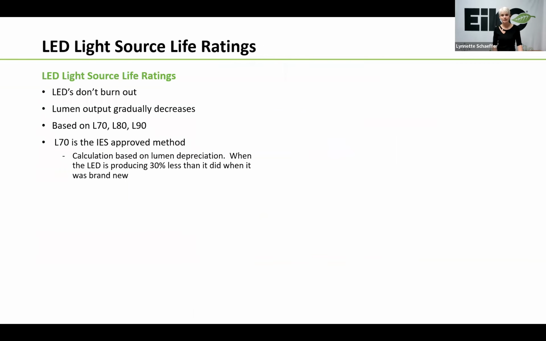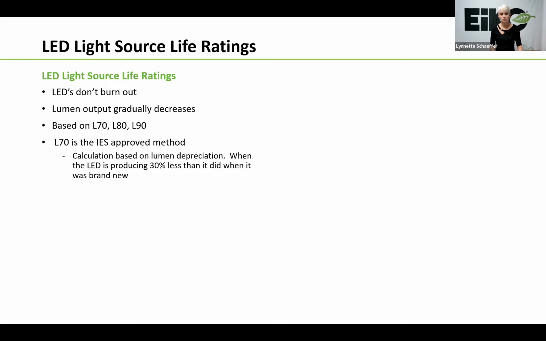So speaking of life ratings and heat and longevity, let's talk a little bit about how traditional light sources compare to LEDs from a life rating standpoint. First of all, LEDs do not fail or burn. I shouldn't say that. Let me back up. LEDs can fail, there's no doubt about it, but they don't burn out. If the system's running properly and everything's working properly, those LEDs will continue to burn nearly forever. That's very much unlike other traditional light sources.